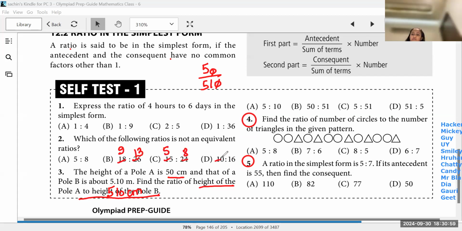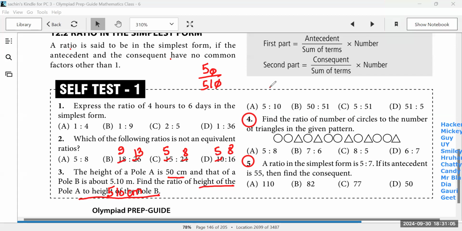Okay, sir. Sir, I forgot ratios a bit. That's why we are revising. We are not doing ratio and proportion in school right now. That's why I'm teaching you. Thank you, sir. Great help.